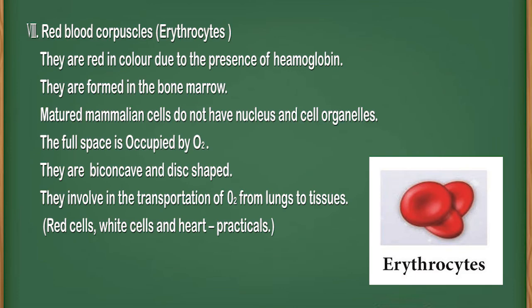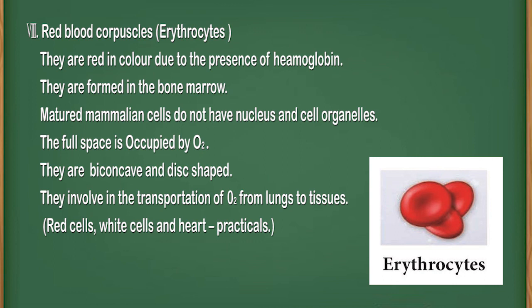The next one, red blood corpuscles. It is otherwise called erythrocytes. They are red in color due to the presence of hemoglobin. They are formed in the bone marrow. Matured mammalian cells do not have nucleus and cell organelles. That means it doesn't have nucleus and also ribosome, lysosome, endoplasmic reticulum, nothing present inside. So the full space is occupied by oxygen. They are biconcave and disc-shaped. They are involved in the transportation of oxygen from lungs to tissues.